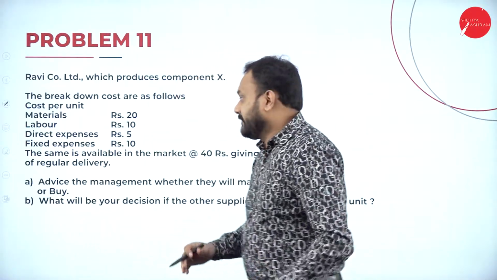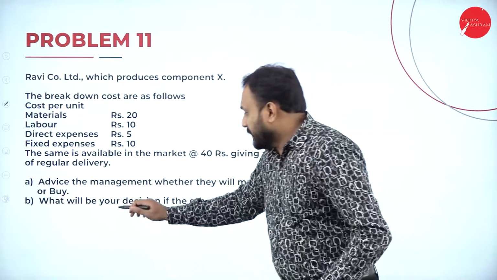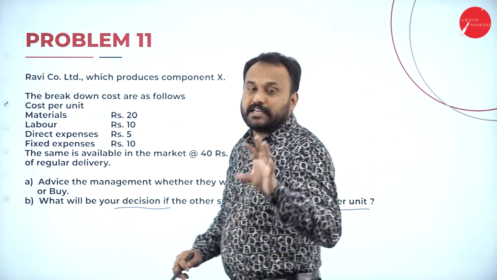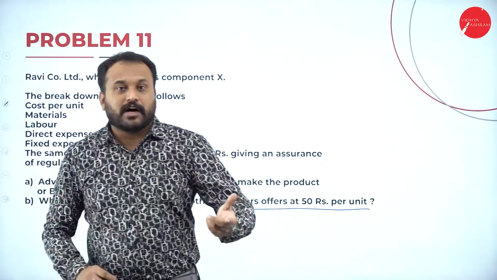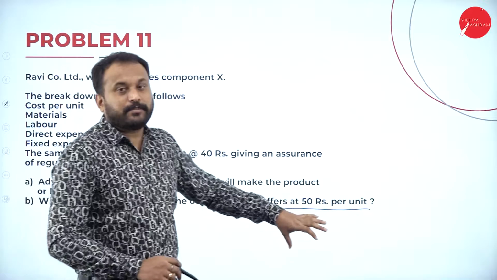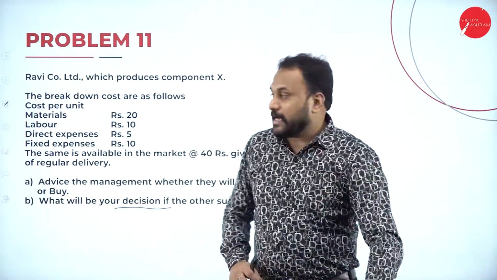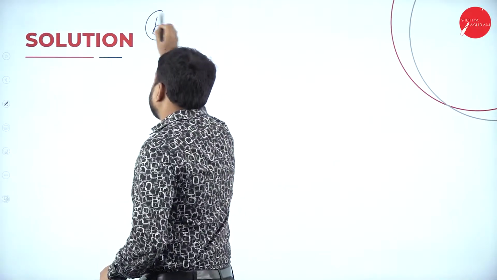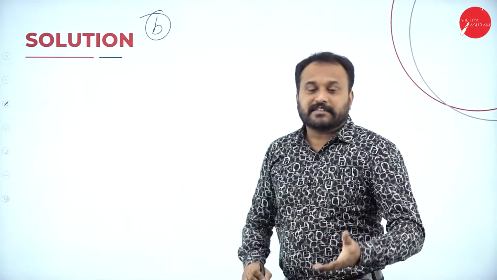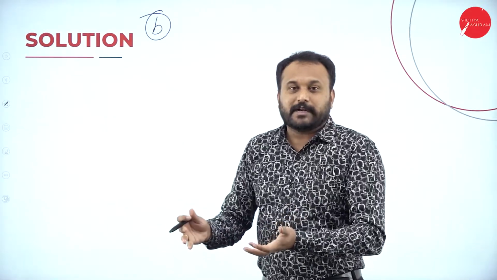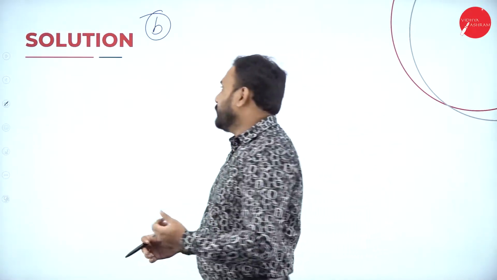Next thing is we have the B, that is, what will be your decision if the other supplier offers at 50 rupees. Please don't jump to a conclusion from 35 and 50. Again you are supposed to work it out because it is again for 3 marks. So what exactly are you supposed to do here? You write B. Again same kind of thing. See, very easily you are getting 10 on 10. So I want you people to at least spend 10 minutes on this problem.